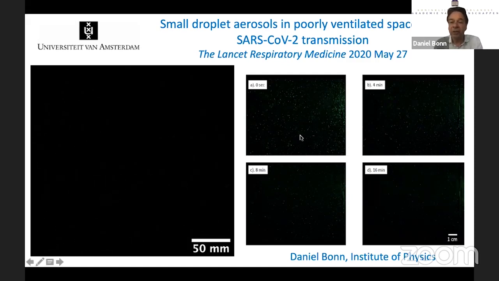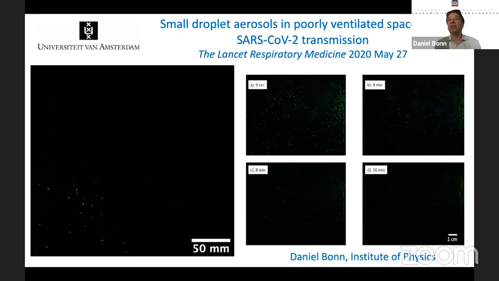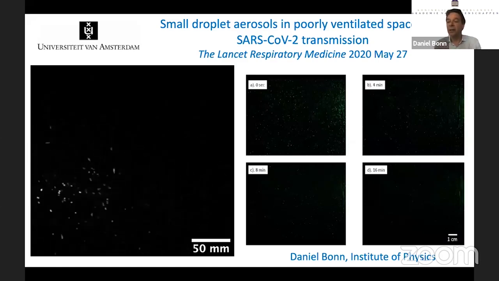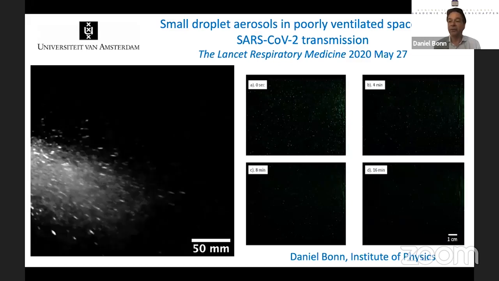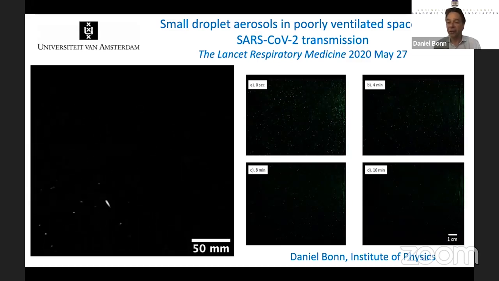And so what you see in the right four pictures is that the air drag on these droplets is so large that they take up to 10, 15 minutes to sediment. So imagine that you enter a public toilet after somebody who was infected with corona had coughed.